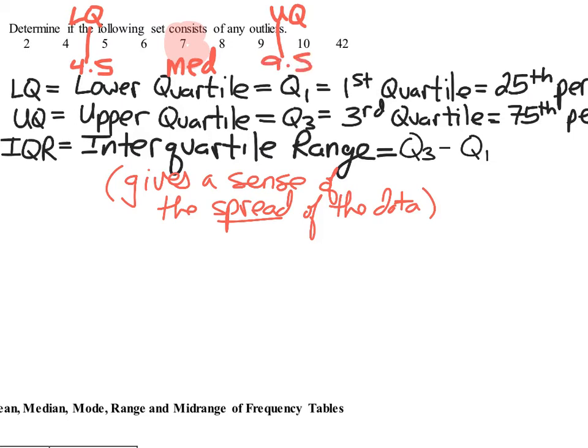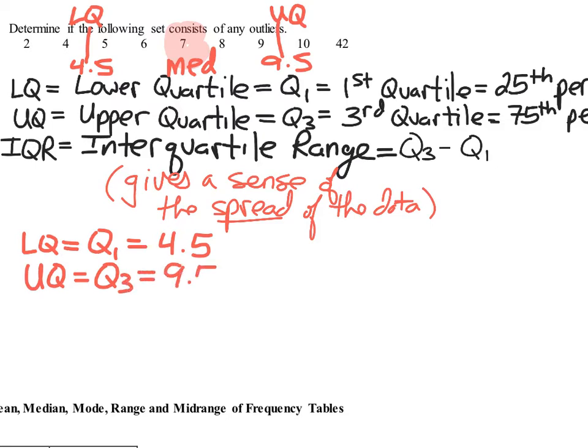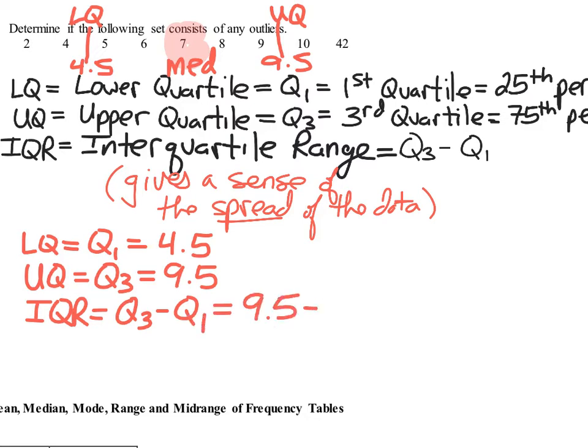So LQ, UQ, Q1, Q3, it doesn't make a difference what you call it as long as you're reasonably consistent. So I'll say LQ, and I'll write that that's equal to Q1, is equal to 4.5. UQ is equal to Q3, which is 9.5. And IQR, Q3 minus Q1, which is going to be the difference between the two. And that's just going to be a clean 5. All right, so now it's what we do with that.